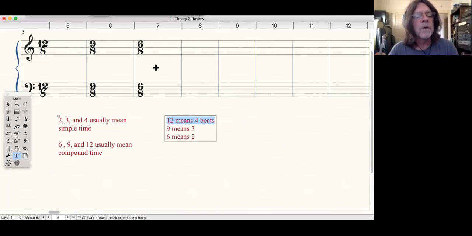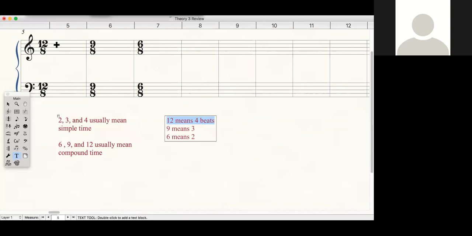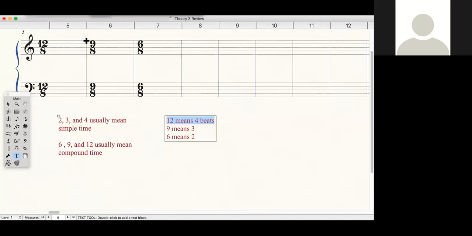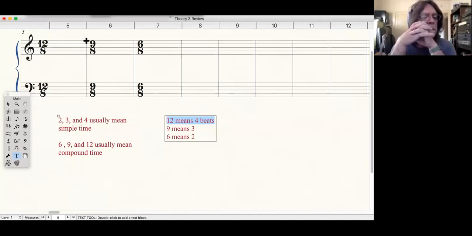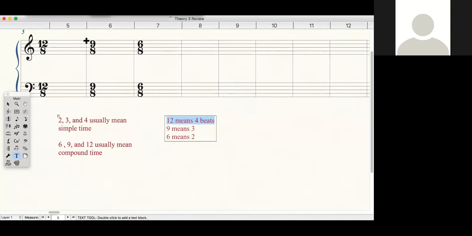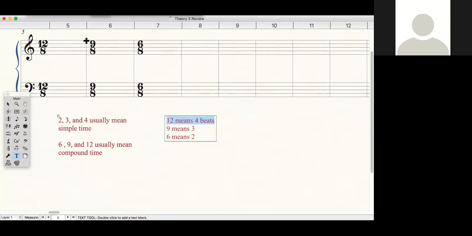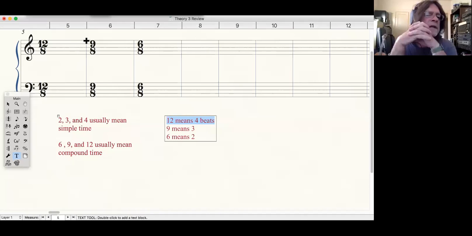Anyways, let me go back to 12/8. 12 means 4 beats. 12 means compound, so it's compound quadruple. So what's 9/8 mean? Compound triple. Does everybody understand that that's compound triple? Yes, sir. 6/8? Compound duple. Compound duple.